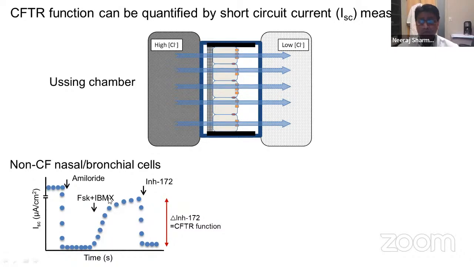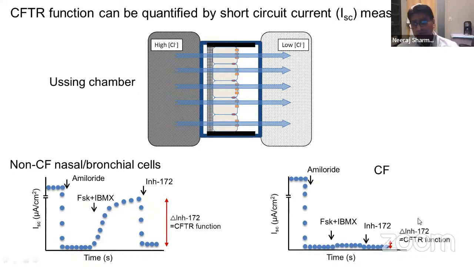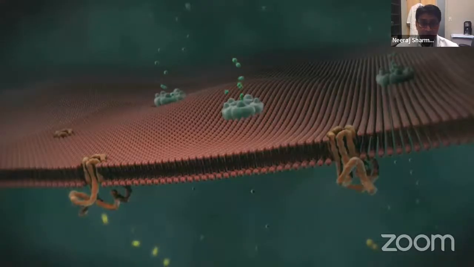So this is in the case of non-CF nasal or bronchial cells. On the right, I'm showing you how CF cells look. As you can see here, on adding forskolin and IBMX, there's virtually no response. It is almost a flat line, and delta ISC is a few to no microamps of CFTR current here. Now I'm going to give you another animation to give a perspective of what I showed you in the last slide.